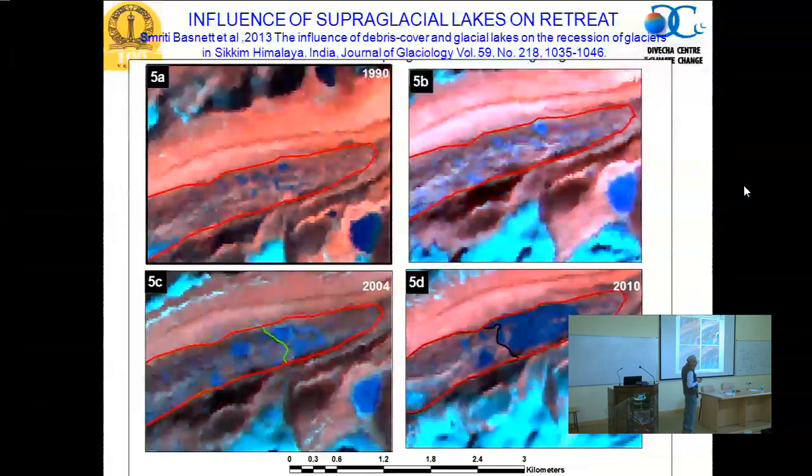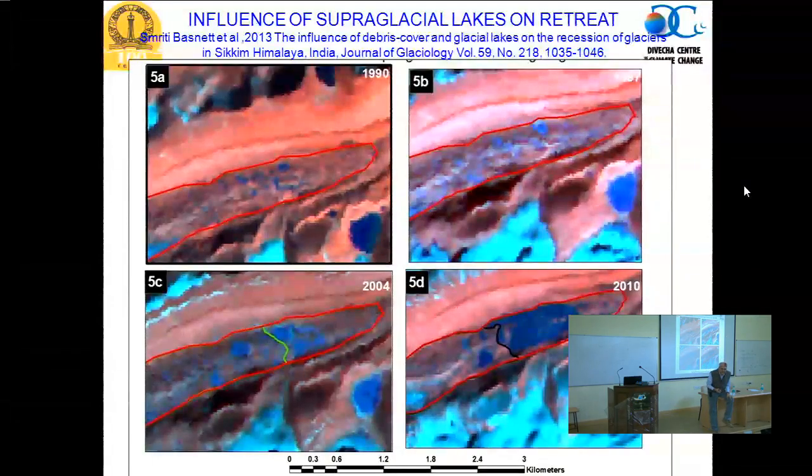Let us look into the issue of glacier retreat in the Sikkim Himalaya. You can see here from 1990, the glacier is completely covered by debris. You can see a small water body which started to form. After a period of time, the water body became bigger and bigger, and eventually became stable. By 2010, a stable and big moraine dammed lake had formed.